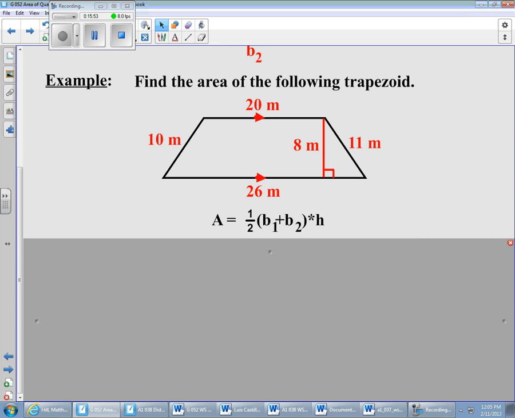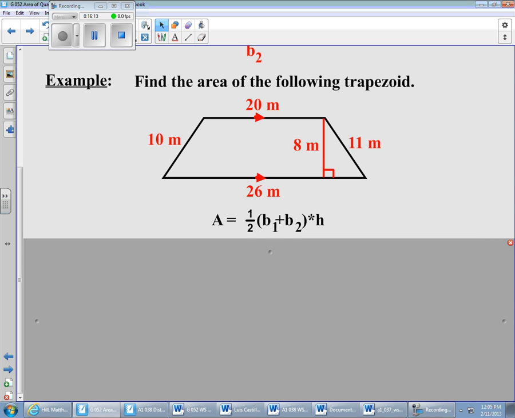Okay. How about the bases? How do we find the bases in a trapezoid? They are the two guys that are parallel to each other, wherever they happen to be. So in this case, which guys are parallel? The 20 and the 26. Those are going to be our bases. The 20 and the 26 are going inside of the parentheses.